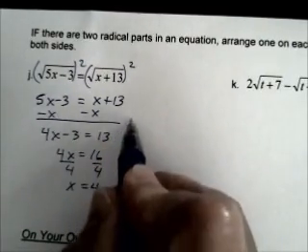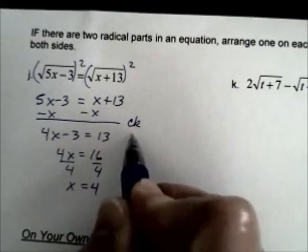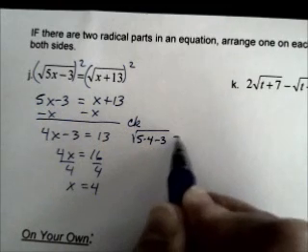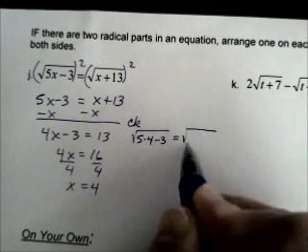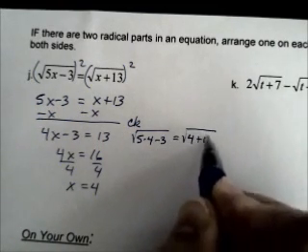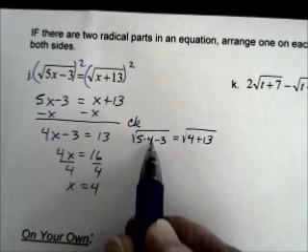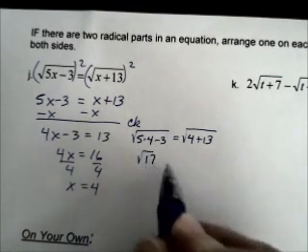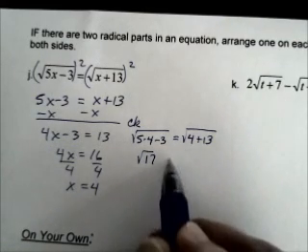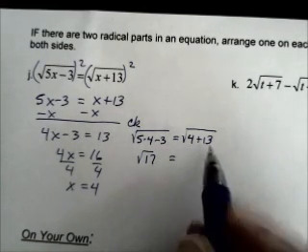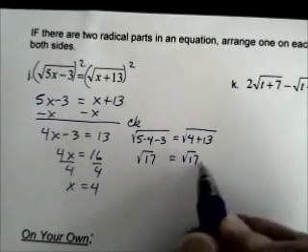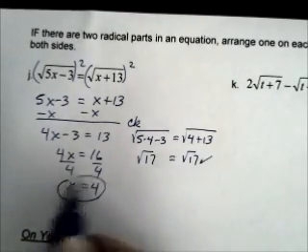Always check back into the original. Is the square root of 5 times 4 minus 3 equal to the square root of 4 plus 13? Well, 5 times 4 is 20, minus 3 is 17. Square root of 17. 4 plus 13 is 17. Yes, square root of 17 equals the square root of 17. So 4 is a solution.